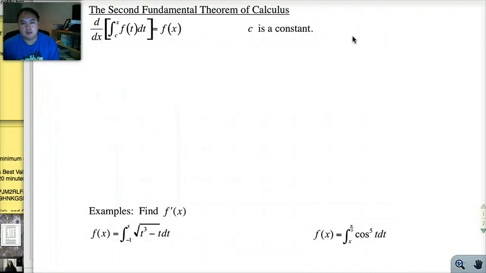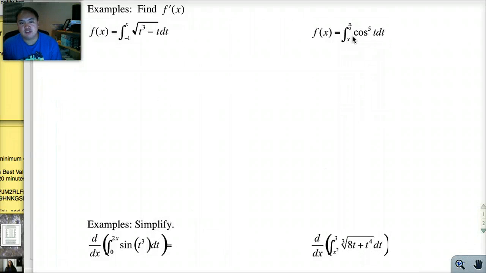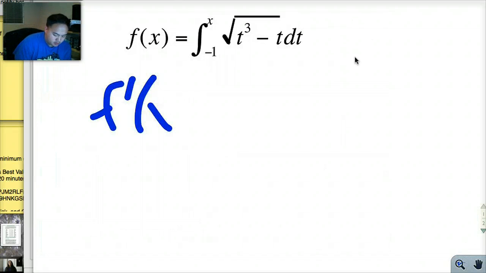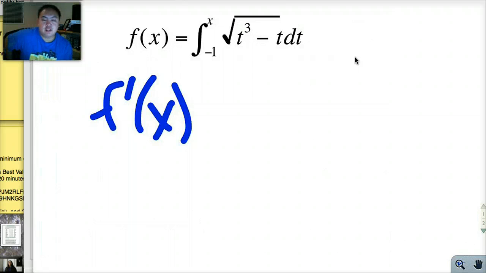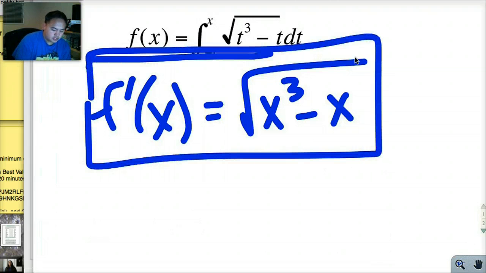We'll see some sample problems, and we'll also apply it to a graph. So let's look at the first example. The question says find f prime of x, which inherently means find the derivative. So the first example, if you notice, it has a constant, it has an x, and the inside has a t. So the two variables are different. If I want to take the derivative of f of x, or in other words, f prime of x, the answer is just placing x everywhere I see t. So the answer is going to be x to the third minus x. So that is essentially the second fundamental theorem of calculus.